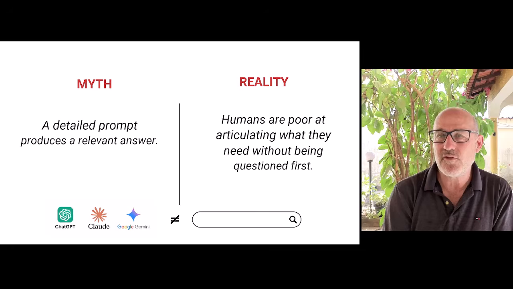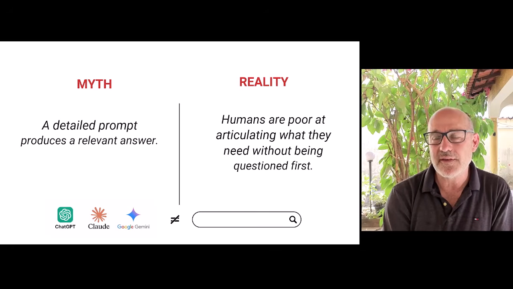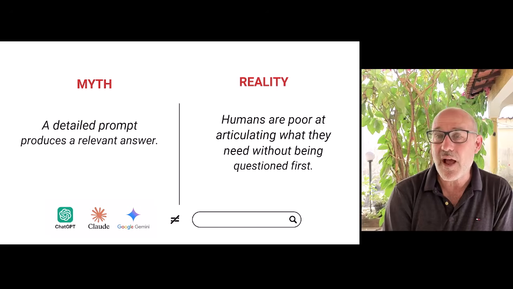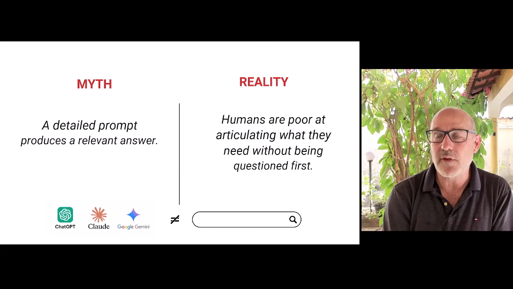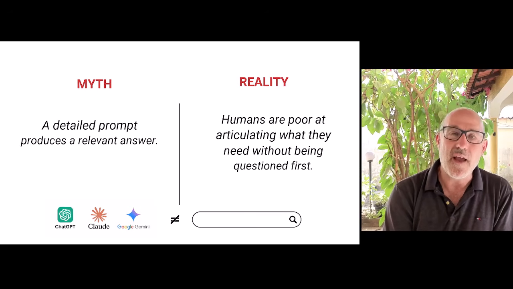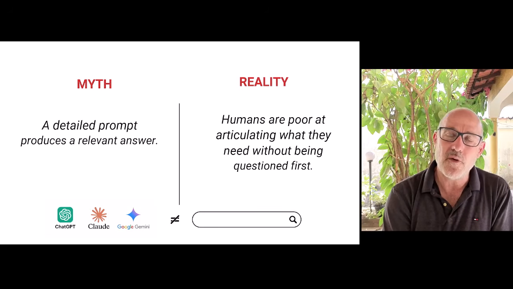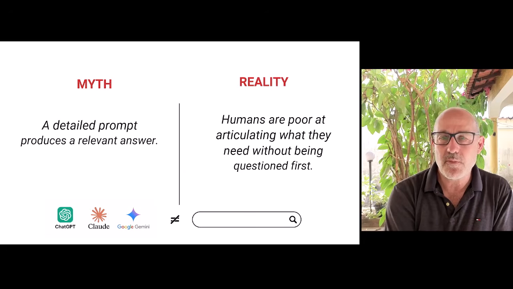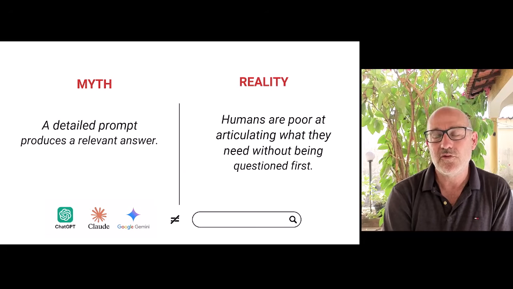Now, most people assume a detailed prompt produces a detailed, relevant answer. It does sometimes, but usually not for complex work. Research across hundreds of knowledge workers is clear on this. Human beings are not great at articulating what they need without being questioned first. And now what's happening is we're getting help before we've been asked the questions. Pivoting roles moves the process from a monologue to a dialogue, and a dialogue can make all the difference.